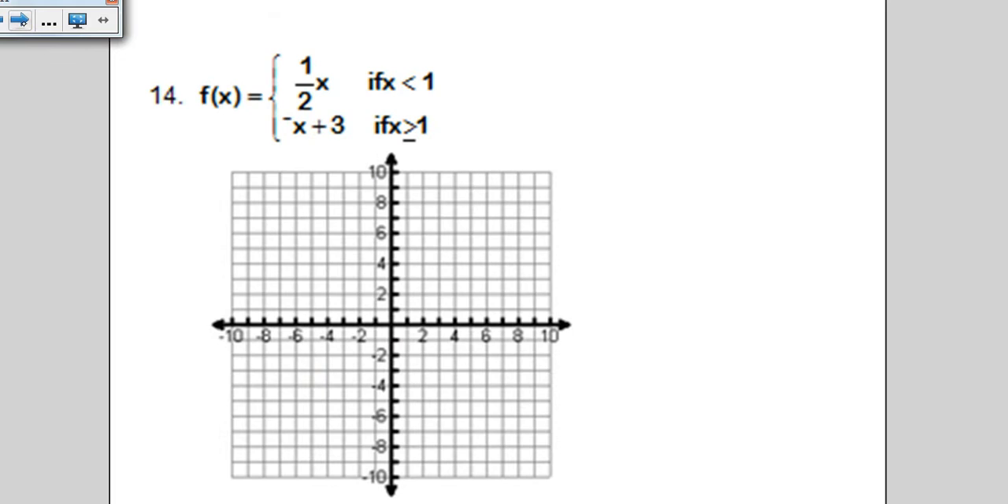Okay, the next function: 1/2 x if your x's are less than 1, and negative x plus 3 if your x's are greater than or equal to 1. So again, I'm going to draw in a little boundary line.